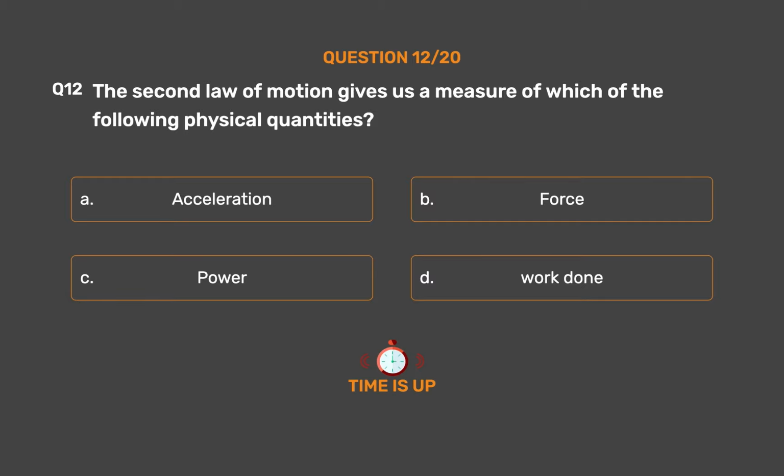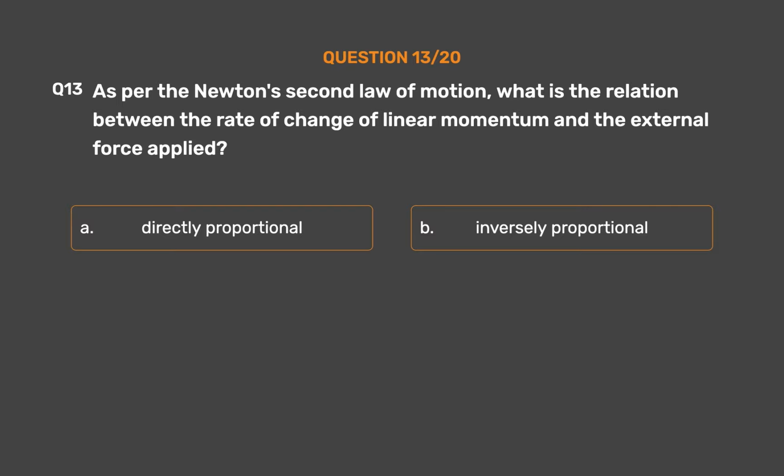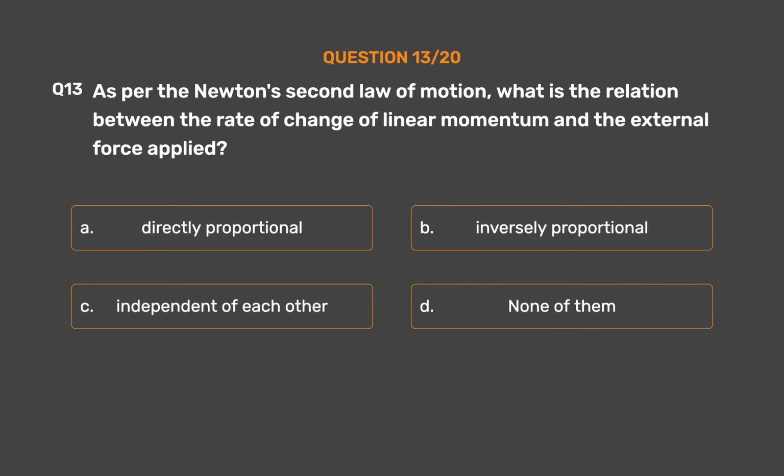The correct answer is option B. Force. Question number 13. As per Newton's second law of motion, what is the relation between the rate of change of linear momentum and the external force applied? Option A. Directly proportional. Option B. Inversely proportional. Option C. Independent of each other. Option D. None of them.